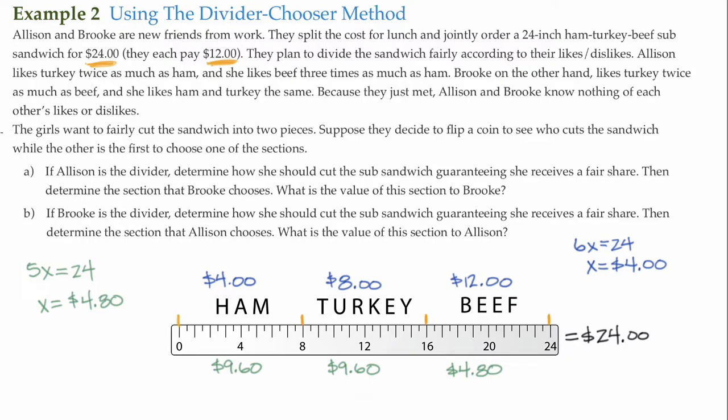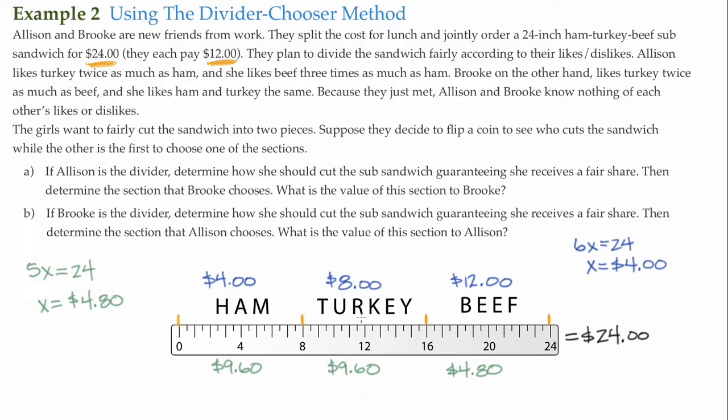It says, the girls want to fairly cut the sandwich into 2 pieces. Suppose they decide to flip a coin to see who cuts the sandwich, while the other is the first to choose one of the sections. Now we have to keep in mind that they're going to make a single perpendicular cut. That means it's just going to go vertical like this across the sandwich, and it's going to be one cut, and that cut has got to guarantee either party, whoever the divider is, 50% worth in their eyes of the sandwich.